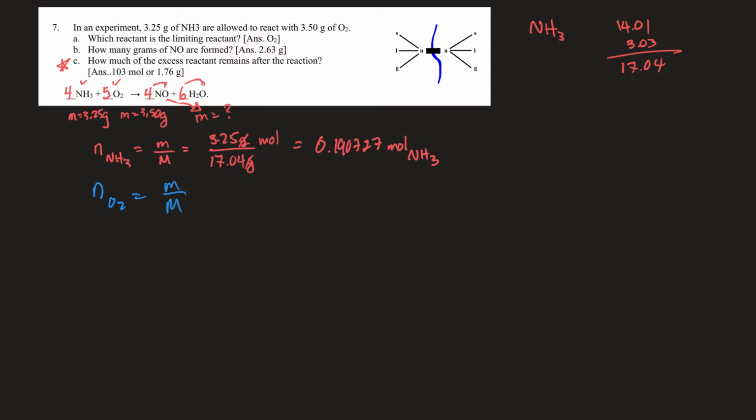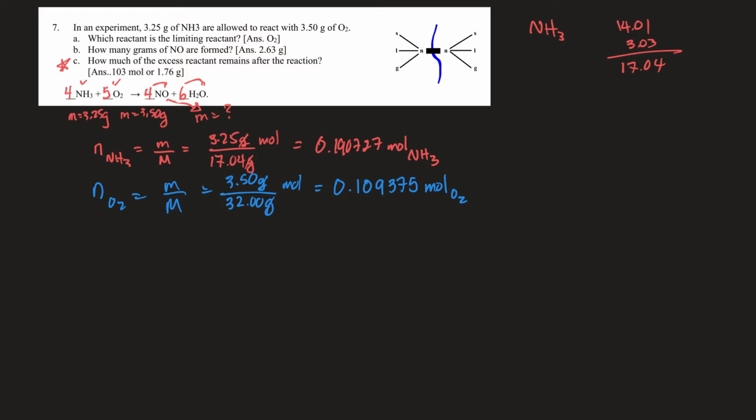Okay, now let's figure out how many moles of oxygen I have. Same formula. Mass is 3.50 grams. Molar mass of oxygen, it's O2, so that's 32.00 grams per mole. So 3.5 divided by 32, 0.109375 moles of oxygen. Okay, now I can start comparing.